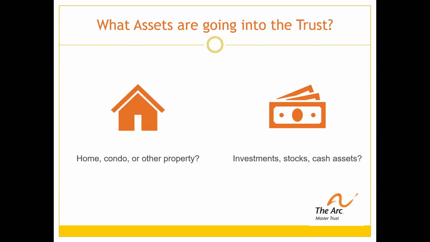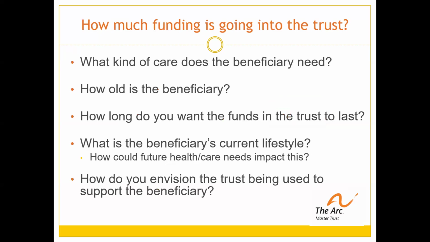You'll want to know what assets are going into that trust. Are you including property like a home or a condo, or maybe cash assets, investments, or stocks? Or are you hoping to include a combination of these assets? A question that individuals might have when establishing a trust is how much funding is enough? You as the donor will probably have the best understanding of what that looks like. Here are important questions to consider when you think about how a trust can be used to help support the beneficiary's quality of life.